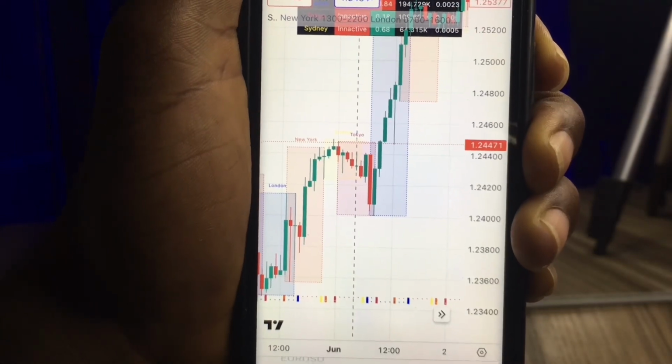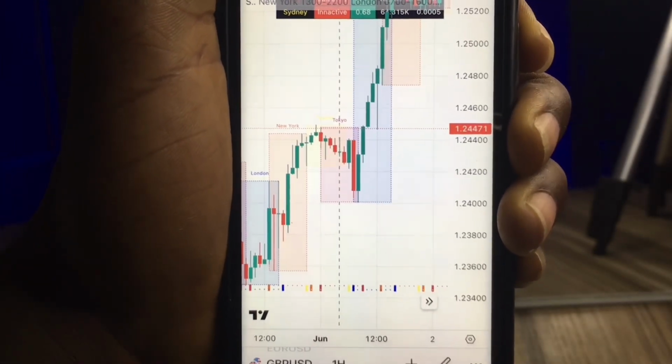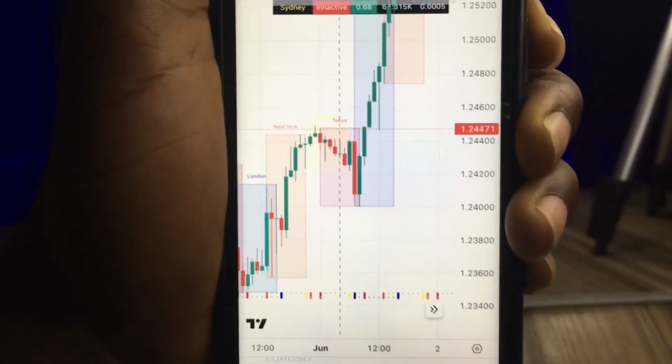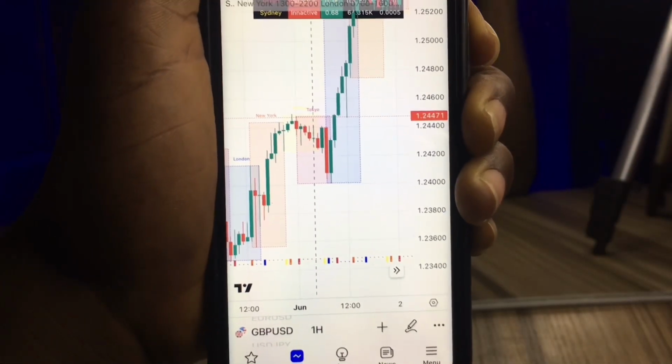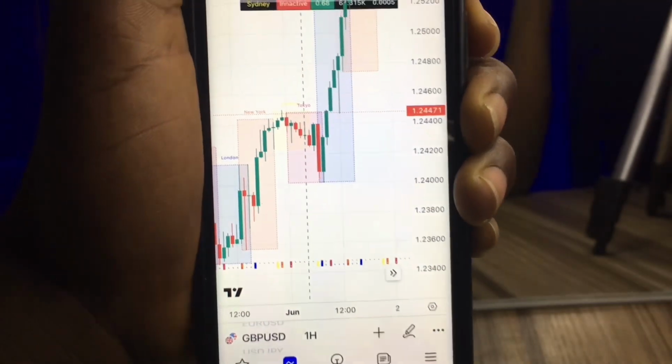Now it's not always that when price gets to the London or New York session, something will happen. Sometimes nothing happens, but just know that the movement within the London and New York sessions will always be greater than in the Sydney and Tokyo sessions.